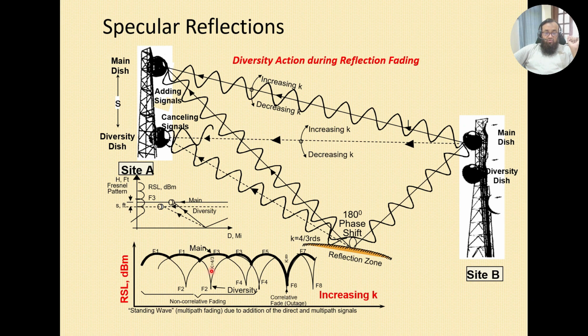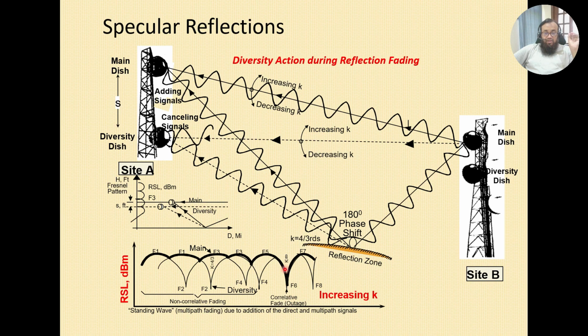And at k equal to 4/3, we see that the main is getting a very significant level of signal. But if we go to the k equal to infinity part, here we can see that there is some place where the main and the diversity are both getting a correlated fade. So this is the outage path. Here our k value is increasing. So at this point, we see that k has such a value that we have correlated fading.